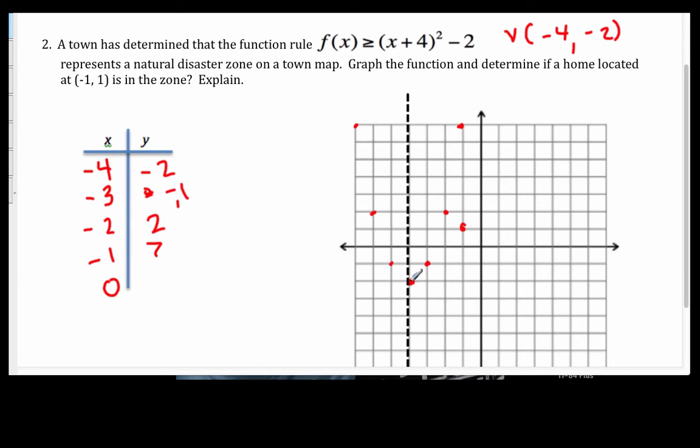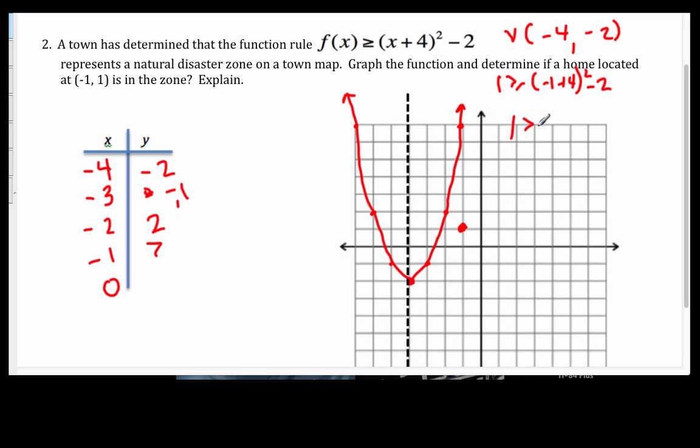Now let's draw the sketch. And now you can see from the sketch, there we are. So we've got my sketch. Now I've got to determine whether or not this point is in the danger zone. So we substitute the values in. By substituting the values in, we're at the point -1, 1. So we find out if this is true. 1 greater than or equal to -1 plus 4 squared minus 2.